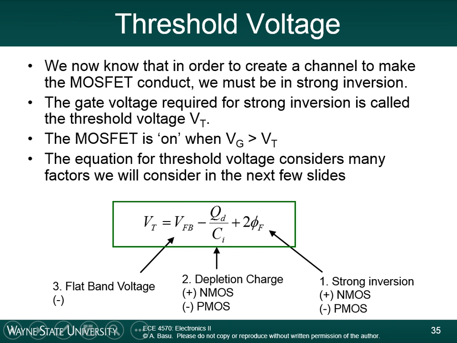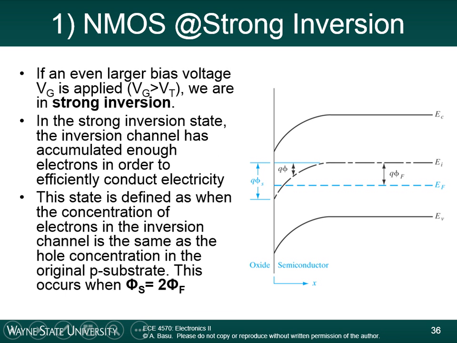And for a PMOS device, it's switching from n-type to p-type. So this will be a negative quantity for a PMOS device. It'll be a positive quantity for an NMOS device. This term depends on the doping. Phi f is the difference between EI and EF.